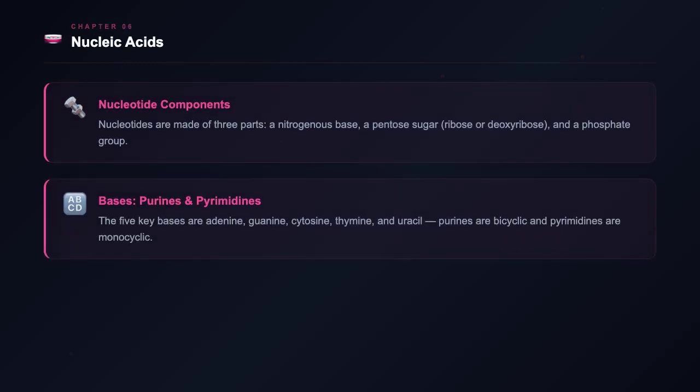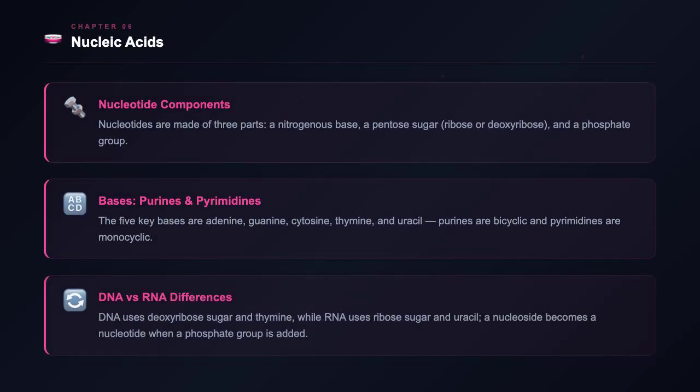Nucleotides have three parts: a nitrogenous base, a pentose sugar, and a phosphate group. The sugar can be either ribose or deoxyribose. Nitrogenous bases are divided into two categories: purines and pyrimidines. Purines have a bicyclic structure, while pyrimidines are monocyclic. There are 5 key bases: adenine, guanine, cytosine, thymine, and uracil.